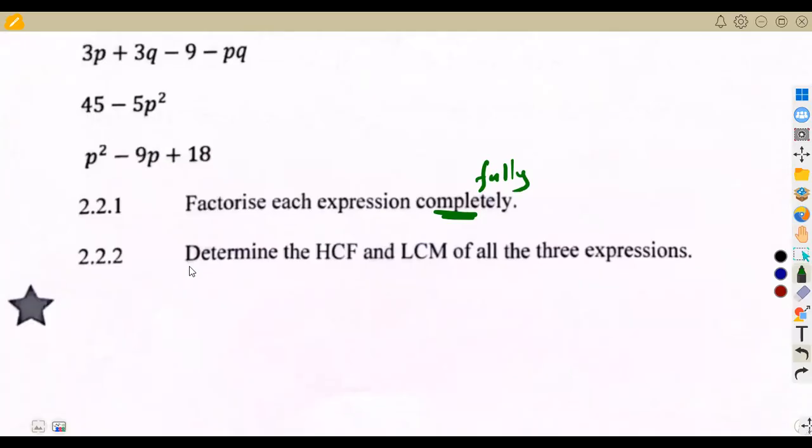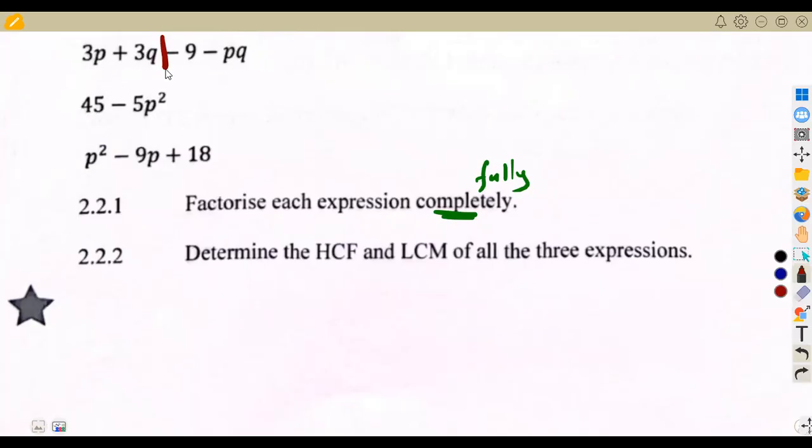The first one that we are given is 3p plus 3q minus 9 minus pq. If we are to consider that concept of grouping, because there are 4 terms here, 1, 2, 3, 4 terms, you're going to see that it is going to be difficult for us, because here we can factor out a 3. Okay, do not take this in mind, I'm just showing you. You're going to factor out a 3, you get p plus q. And here there's nothing common that we can factor out to get that p plus q.